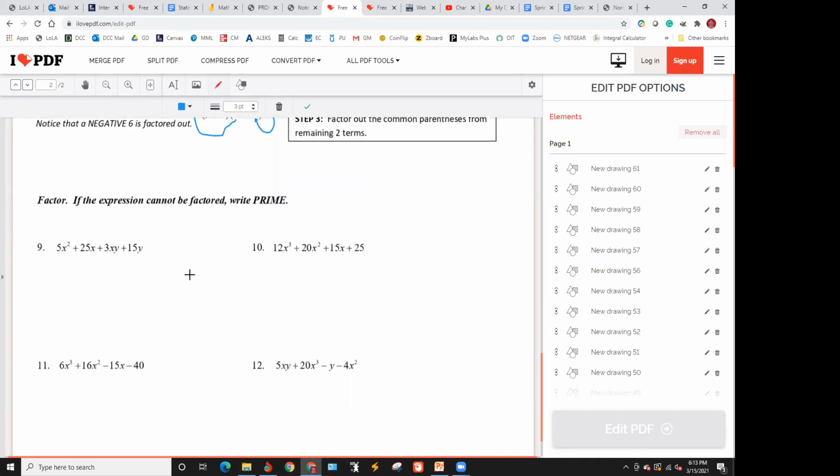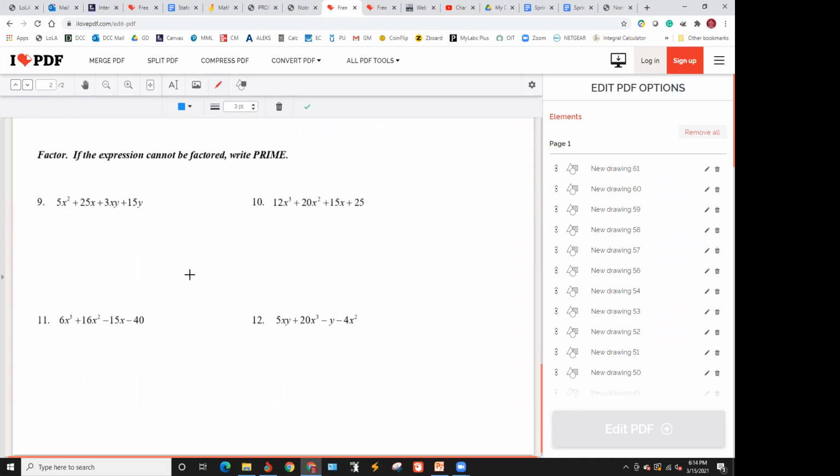And really, it's a pretty easy fix. It takes a few more minutes to do it, but it'll pay off. All right, so try number 9 and 10, and then we'll take a look at it in a few minutes.